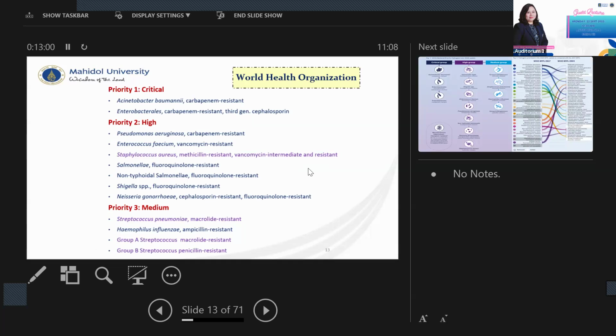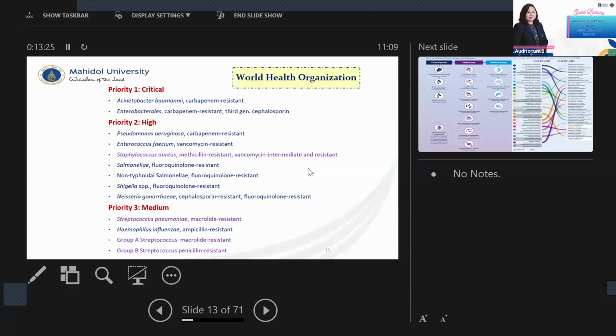We know that we have WHO, right? WHO also has a unit that classifies AMR. This one was just published maybe last year, 2024, and they classify the pathogens into 3 groups: critical, high, and medium.